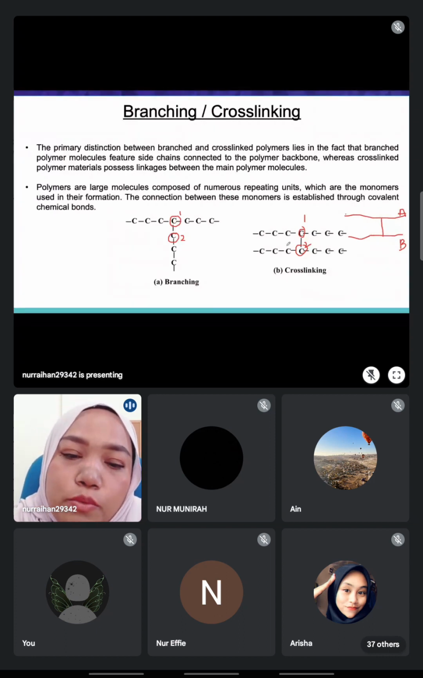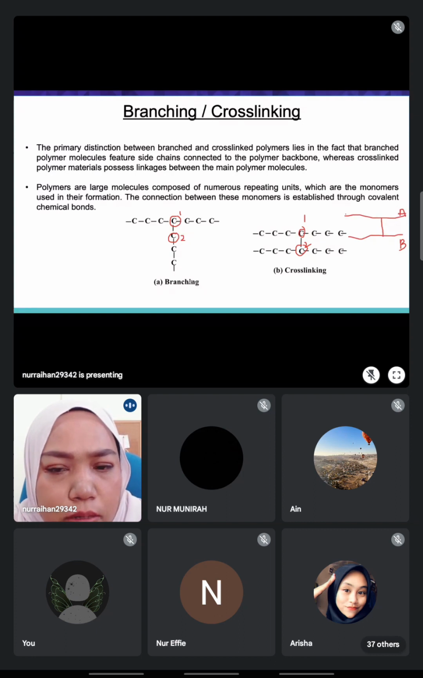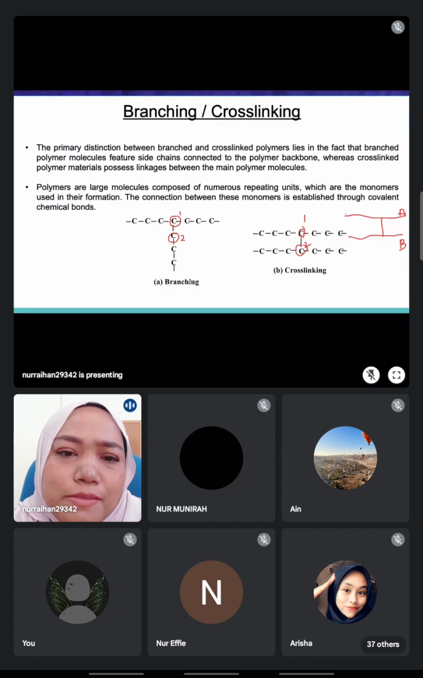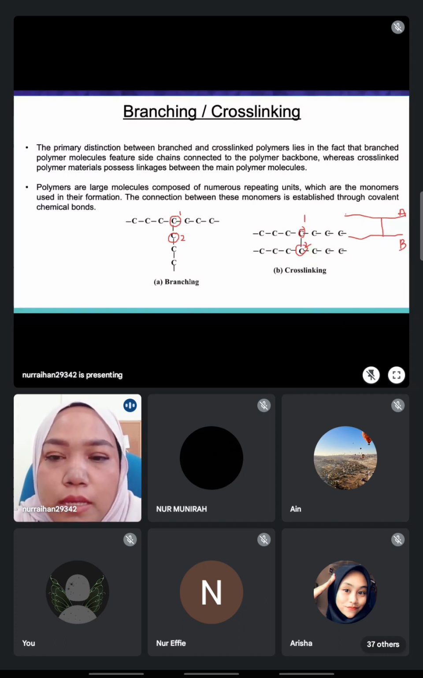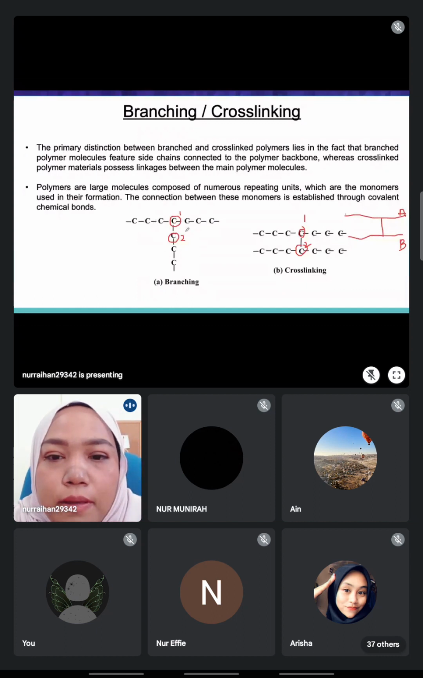Okay. So that's why in the branching, the polymer still can melt. When you apply the high energy, the polymer still can melt. But in the cross-linking, you apply high energy, you apply the high temperature, the polymer will not melt, because they have been fully cross-linked and they are linked by a chemical bonding, which is either ionic ataupun covalent. So both are primary bonding. So they cannot be broken. Meanwhile, in the branching, kalau you gunakan temperature yang tinggi, the bond will be broken.